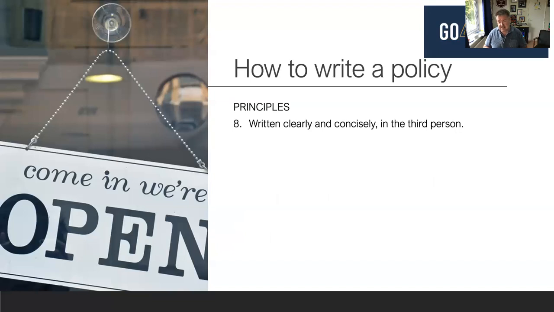Write clearly and concisely, and crucially, write in the third person. So doing so ensures that the policy is understood, that it is applicable to all and everyone, and that it's not something that you've written specifically just for you and your benefit.